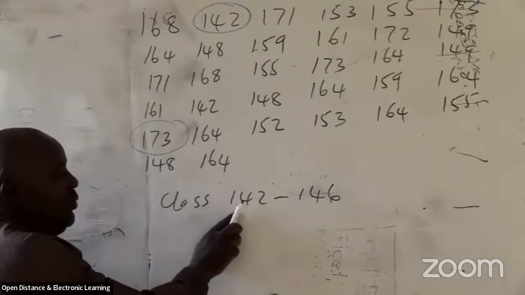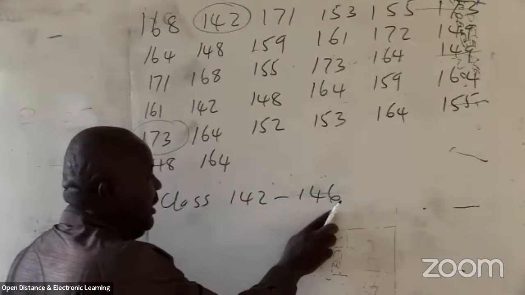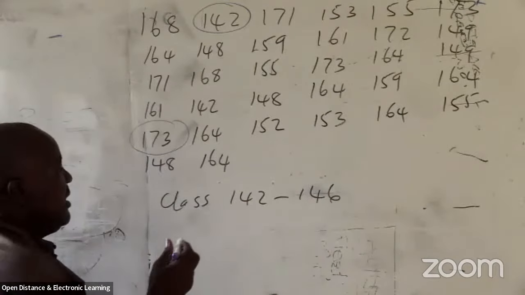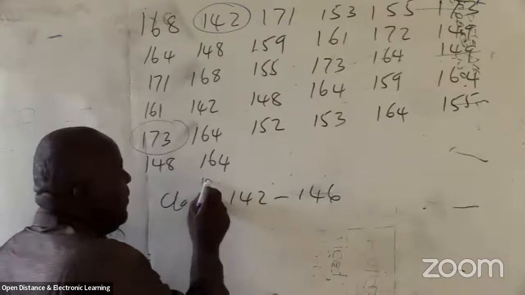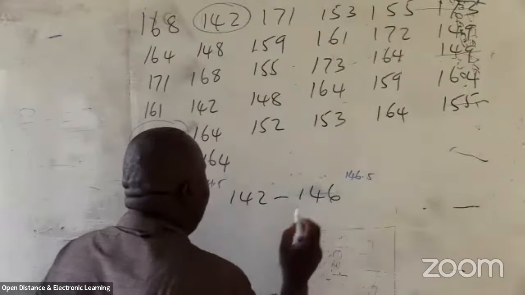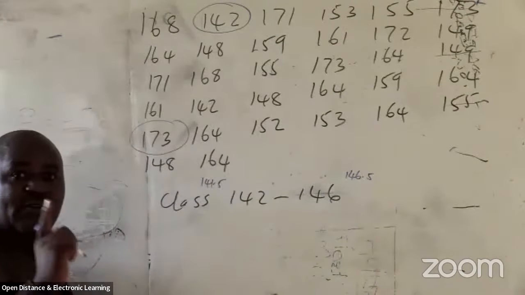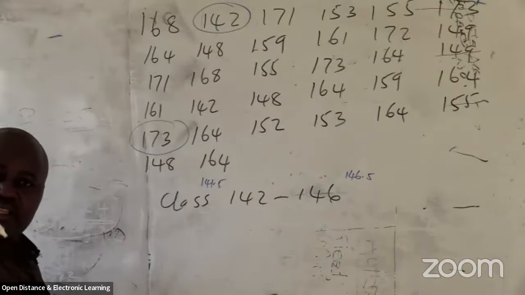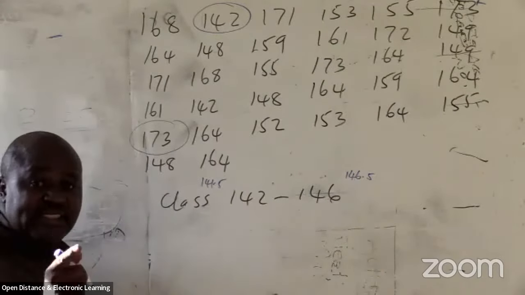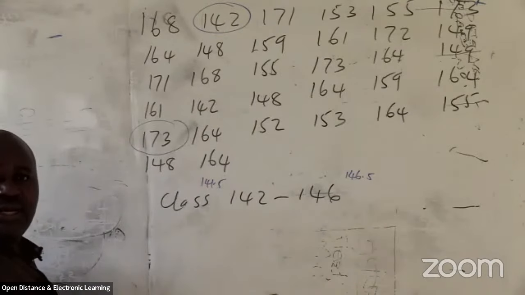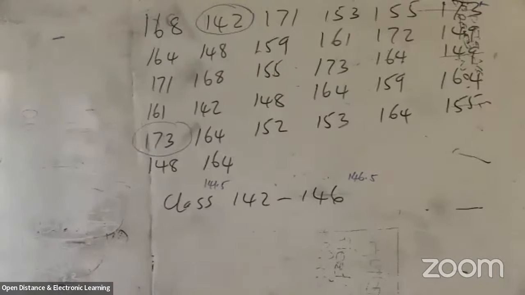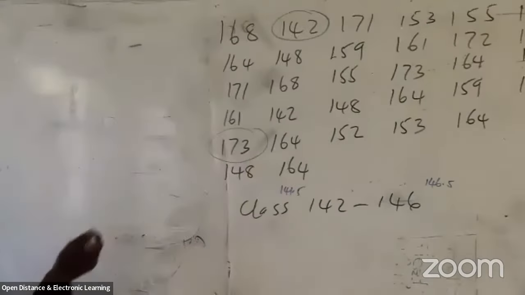Because from 142 to 146, we said that the class boundaries, these are the limits, must extend from 141.5 to 146.5. So if you get that difference, you get 5. So the class size is 5. So how do we generate the other intervals? This is generated by adding the class size, if you recall the procedure that we looked at last time. So with that in mind, we can generate the following so that we capture up to 173.